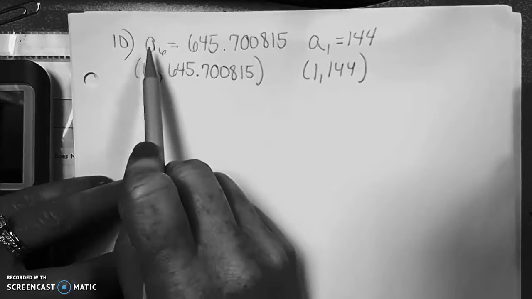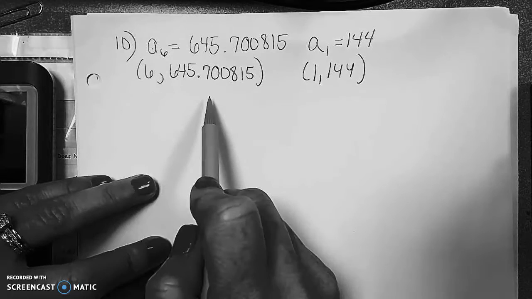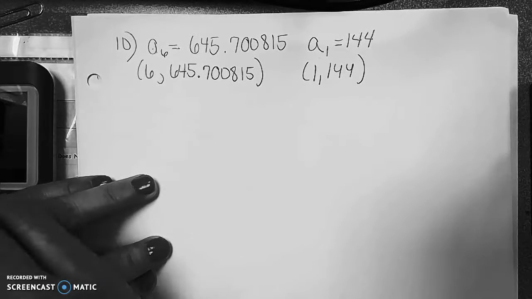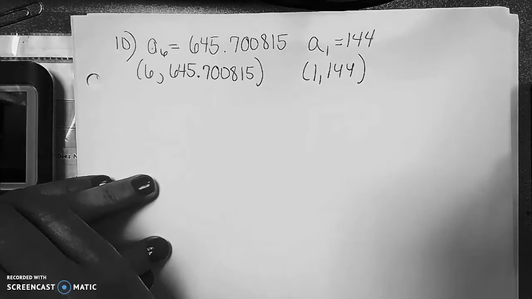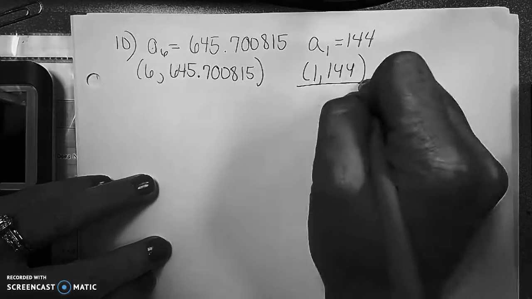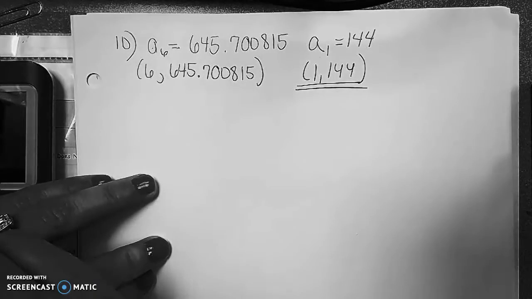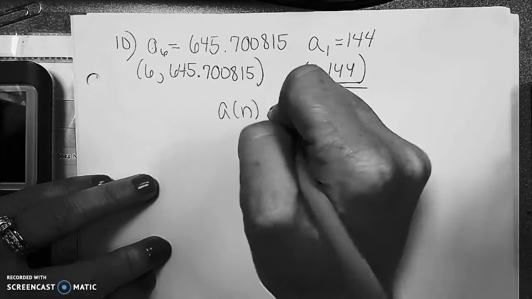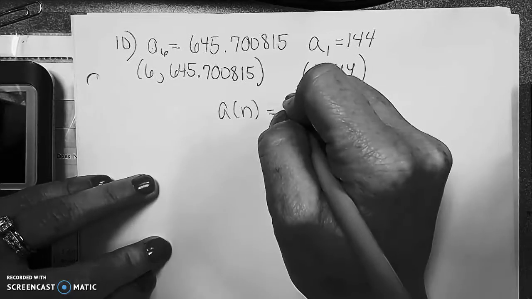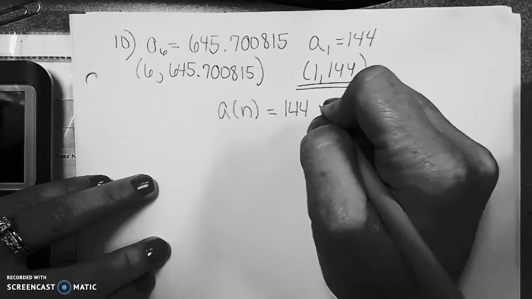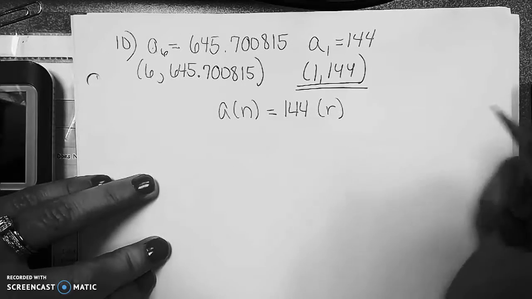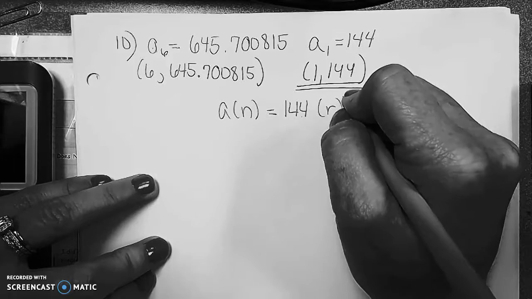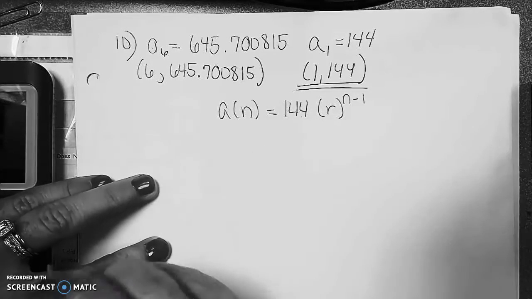So we were given a sub 6, and so I wrote the ordered pair for that. We're given a sub 1, and so I wrote the ordered pair for that, and we are told this is geometric. So I'm going to use that the first term is 144, and from there I know that a sub n will equal 144 times r to the power of n minus 1. I don't know r, that's what I'm trying to find, and since I used 144 and it's term 1, my exponent will be n minus 1.